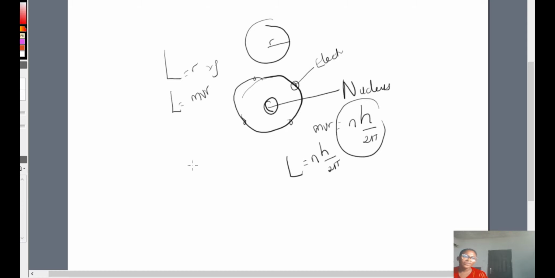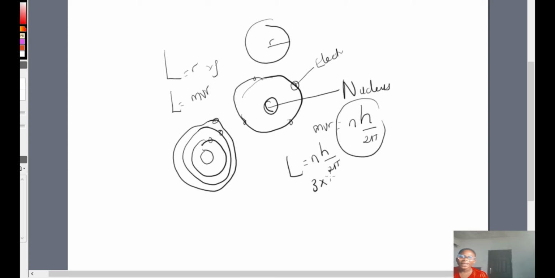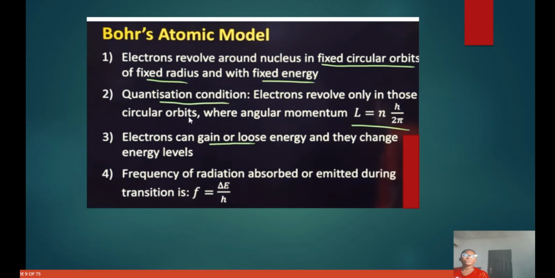So, if I have the nucleus like this, and I have different energy states, energy state 1, energy state 2, the electrons are here. Electrons can move from here to this point, it can move from this point to this point. So this is shell 1, shell 2, shell 3. So this place will just be 3 multiplied by the Planck constant over 2 pi. So n is just the shell number. That is what this is trying to explain to us. So the first one we've already explained: the quantization condition, electrons revolve only in those circular orbits where angular momentum is equal to this.